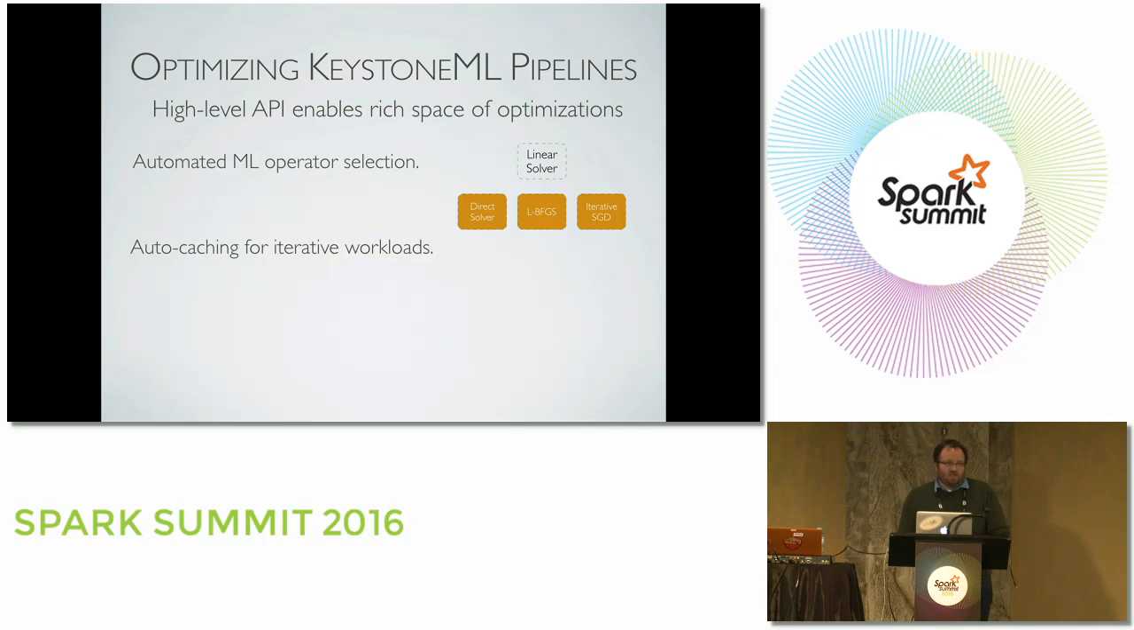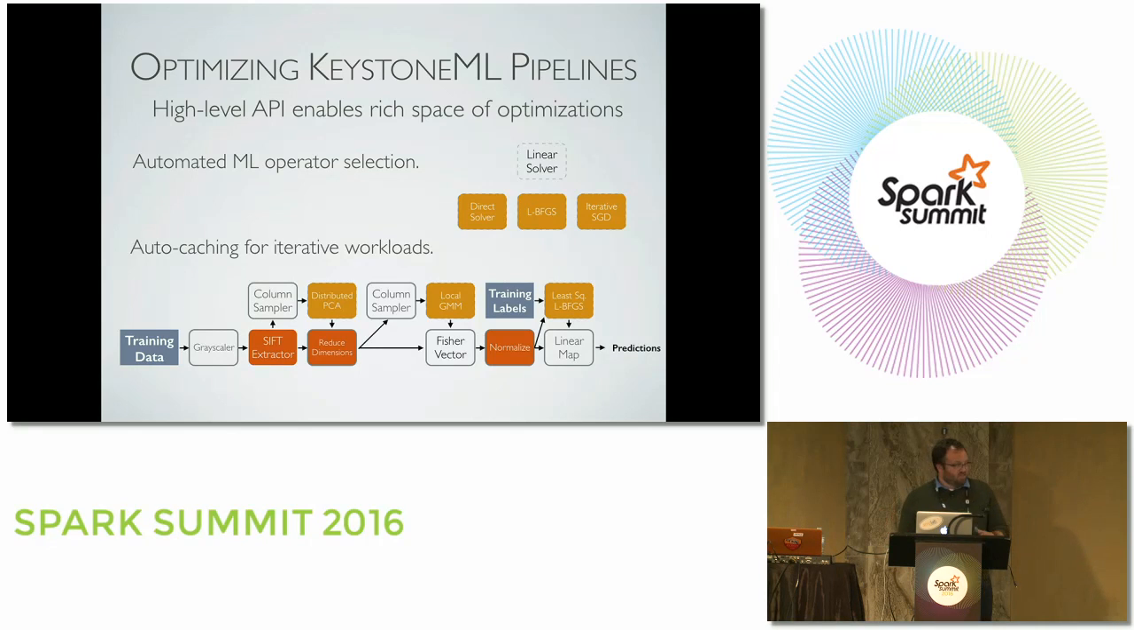The other cool optimization that we do, again, with this idea that we're going to be running multiple Spark jobs to fit a single pipeline, is what we call auto-caching for iterative workloads. The big idea is if we write down one of these pipelines, we can see pretty quickly that, say, the SIFT extractor is going to be reused multiple times. The output of that operator is going to be reused multiple times by downstream elements in the pipeline. Similarly, dimensionality reduction and normalization also have that property.